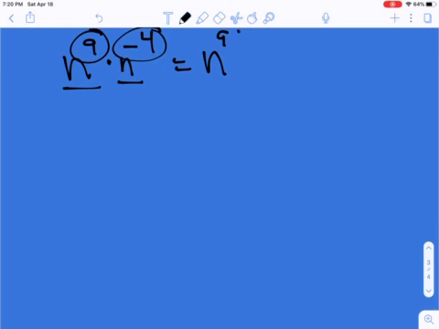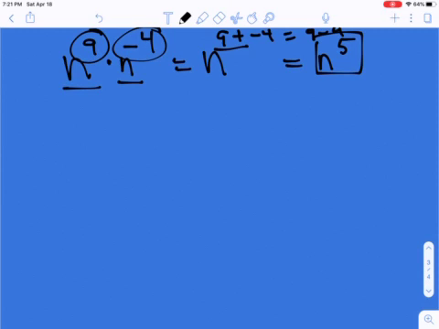So you have 9 plus negative 4. So that gives me n. And then adding, you've got one number that's larger than the other one, and the larger number is positive, it's basically the same as subtraction. So it would be like saying 9 minus 4, which will give you n to the 5th power. And because the exponent is positive, they probably wouldn't ask you to write that using a negative exponent, so you just leave it the same. All right, leave it just like that.